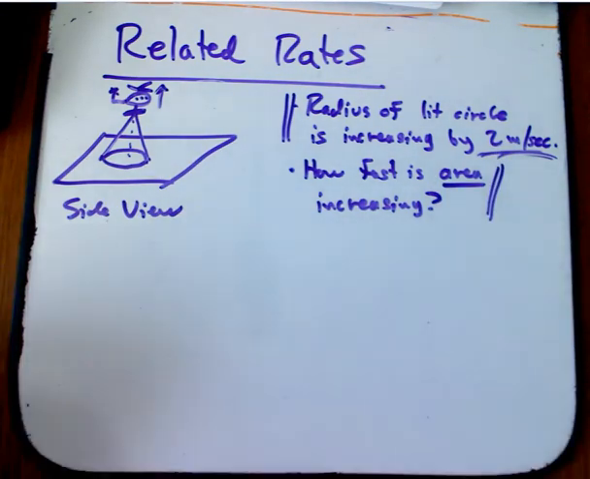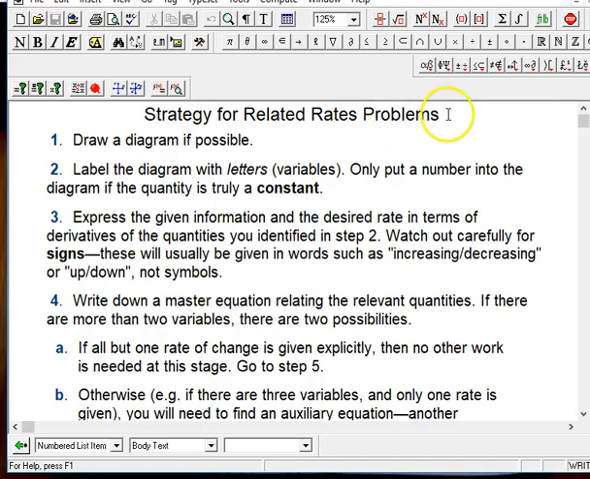One thing I'm going to keep doing on this one and other related rates videos is going back and forth between our specific example and a strategy sheet that I made up years ago. This is an elaboration of something you might find in Stewart's book or another book, a step-by-step procedure for doing related rates problems. I don't usually like step-by-step procedures, but I find that this is complicated enough that students really appreciate it.